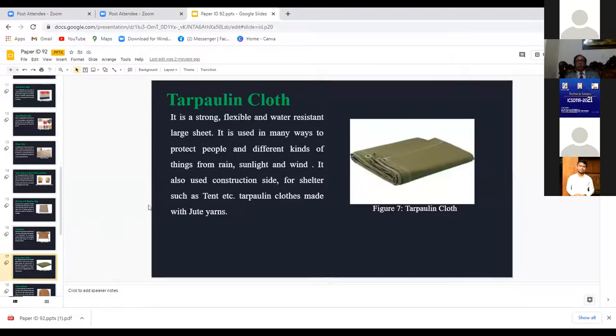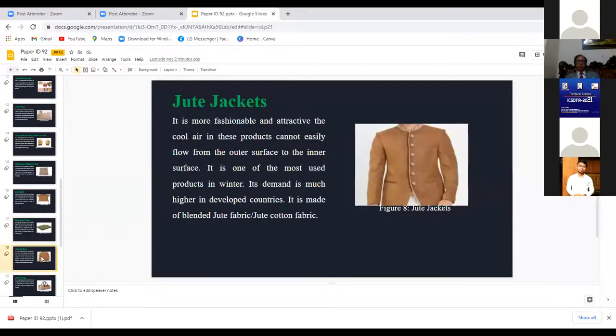Tarpaulin cloth. It is a strong, flexible, and water-resistant large sheet. It is also used at construction sites for shelter, such as tents, etc. Jute jacket. It is more fashionable and attractive. The cool air in this product can't easily flow from the outer surface to the inner surface. It is made of blended jute fabric, jute cotton fiber.